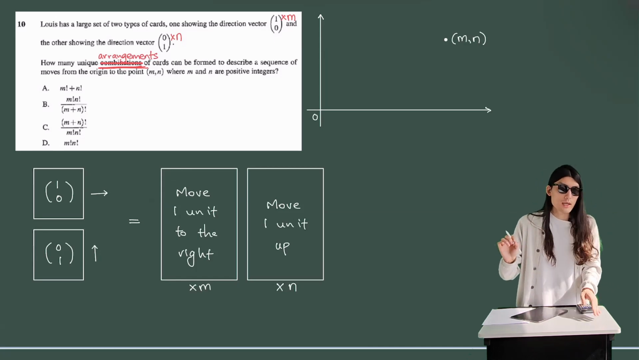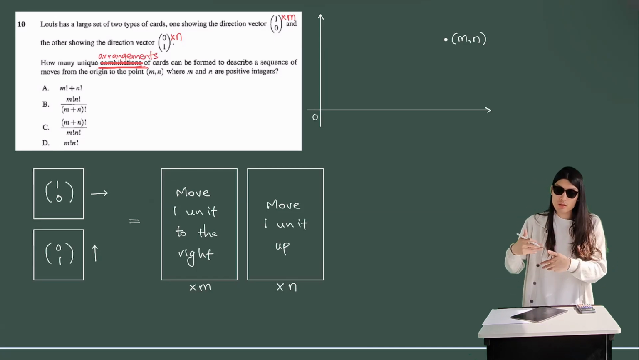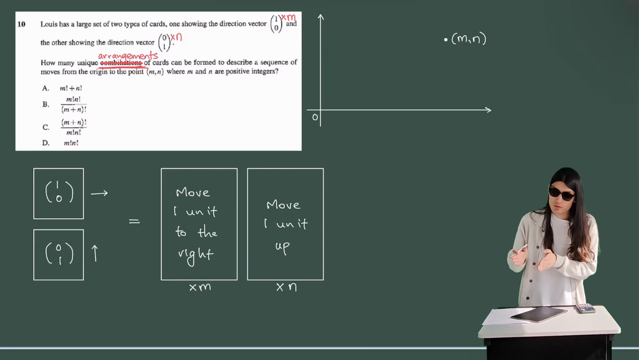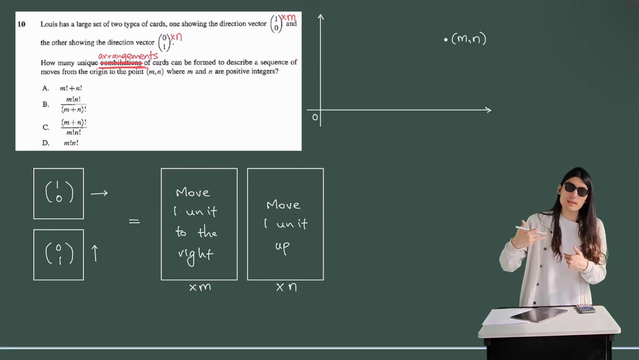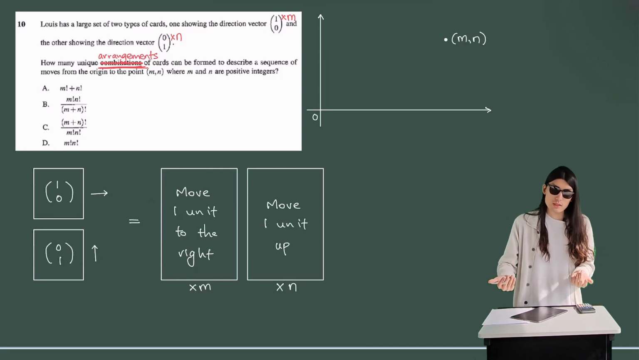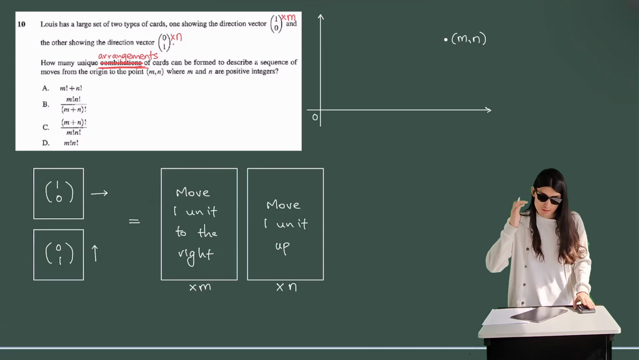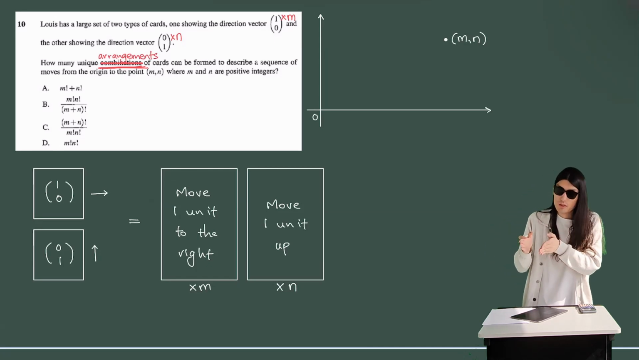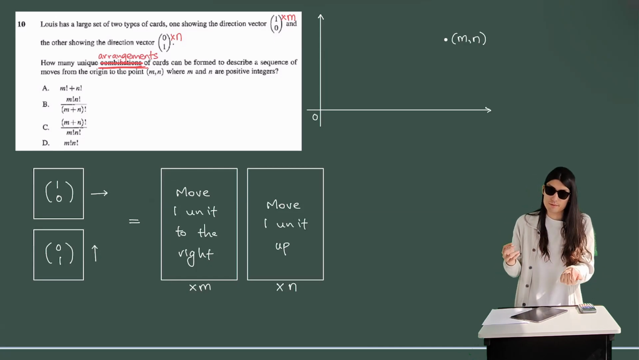But the total number of each card would be the same, but you can arrange them in a different order, can't you? As in, you can decide to move to the right first, you can decide to move up first. That's completely up to you, isn't it? And that way you can get now not just one, but a number of different sequences of moves, can't you?